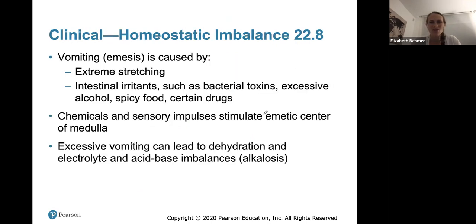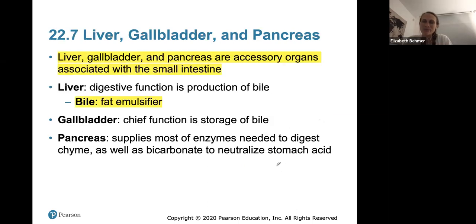Vomiting is caused by extreme stretching of the stomach, and it's usually caused by some sort of irritant, bacteria, excessive alcohol, any spicy food or certain drugs, food poisoning. Excessive vomiting can be extremely dangerous though, because it could lead to dehydration, but also an electrolyte and acid-base imbalance, alkalosis, because if you vomit all of your stomach contents, your stomach is very acidic, you'll begin to fall into the alkalosis or basic range of the body.